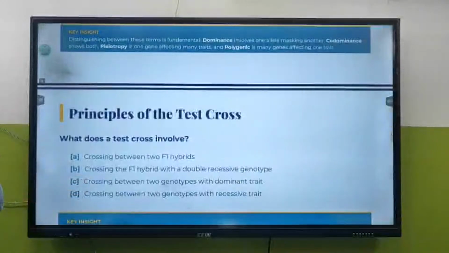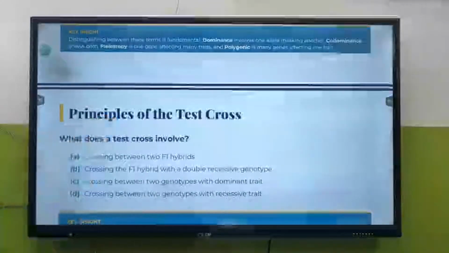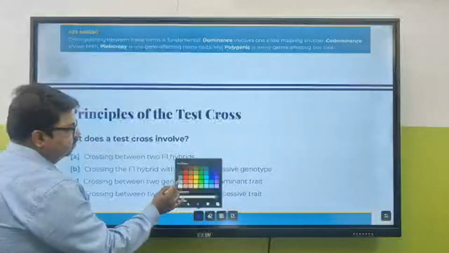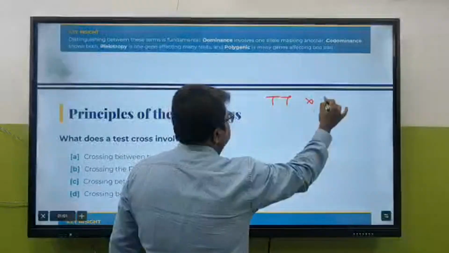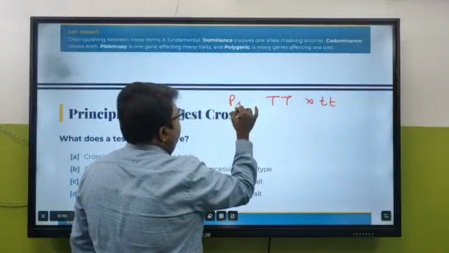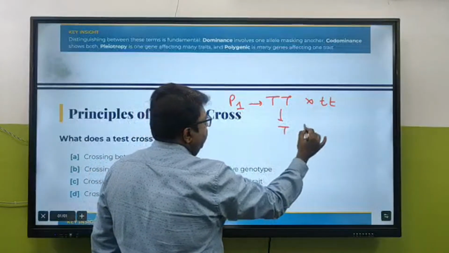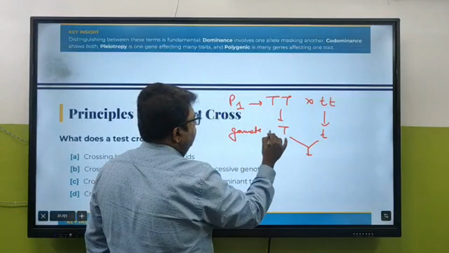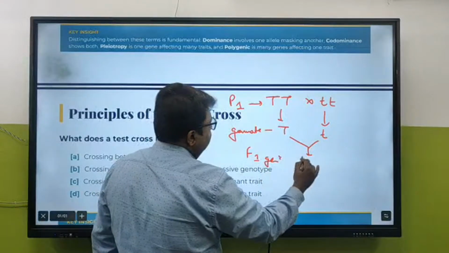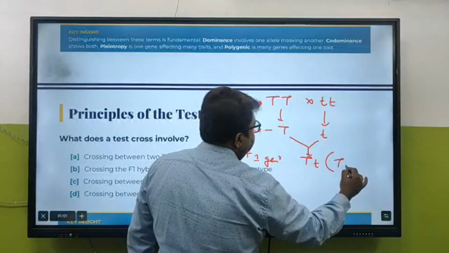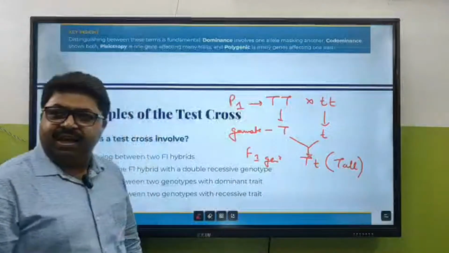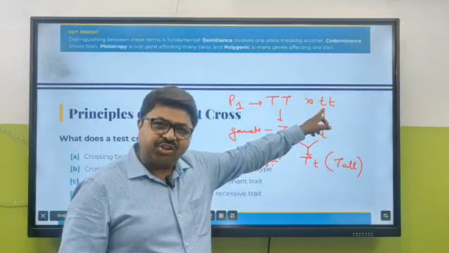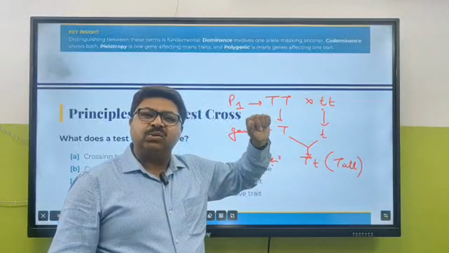Principles of test cross. Do you know what is test cross? Capital T cross with small t. This is P1 generation. Parental 1. From here you will be getting gametes capital T. From here small t. So this is gamete. This is F1 generation. You will be getting capital T small t. This is heterozygous tall. If you make a cross between F1 hybrid with the recessive parent, this is called test cross. And the ratio is always going to be coming as 1:1 only.